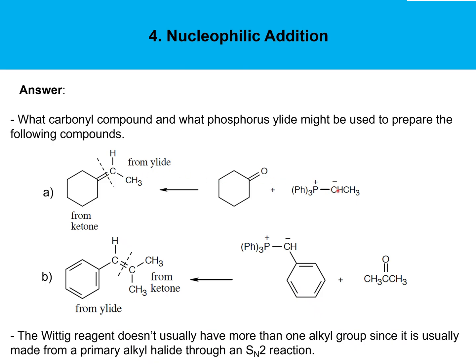Now you might recall that Wittig reagents are typically made from an SN2 reaction. Typically it involves triphenylphosphine, so that would be the following compound, triphenyl, so 3 phenyl groups attached to a phosphorus, and that typically reacts with an alkyl halide through an SN2 reaction. For that reason, we want to make sure that the alkyl halide does not have a lot of sterics.